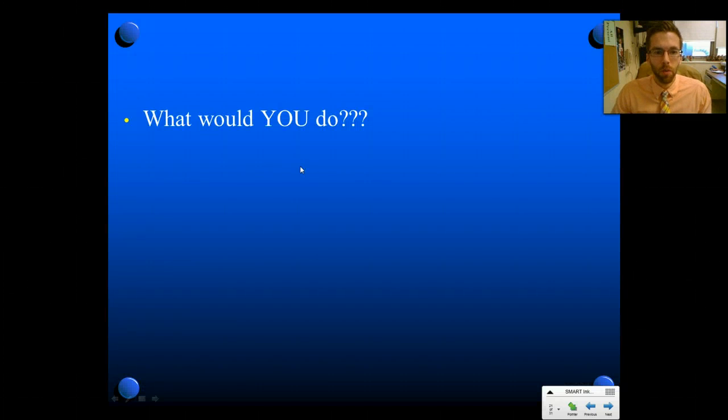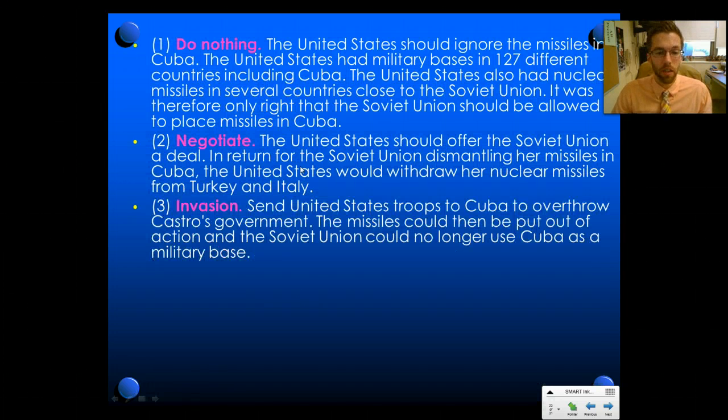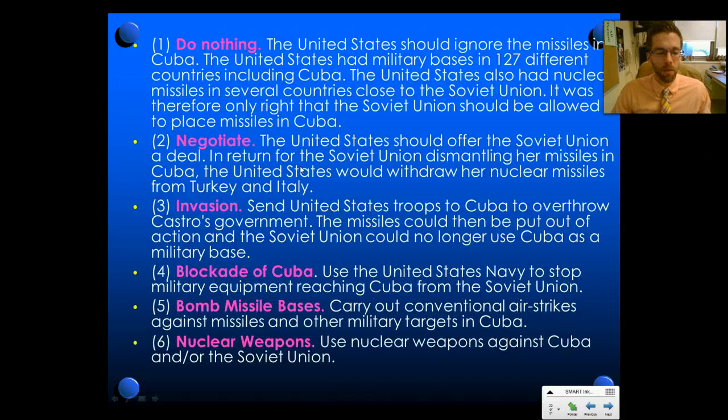All right, so what do we do? Do we invade them? Do we bomb them? I mean, there's a lot of options, and we're going to look at this more tomorrow. We can do nothing. We can try to negotiate. We can invade them like we tried before. Blockade Cuba, bomb the missile bases, nuclear weapons. There's a lot of things on the table.